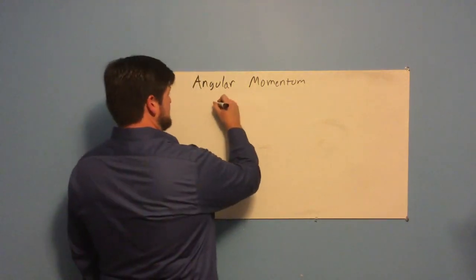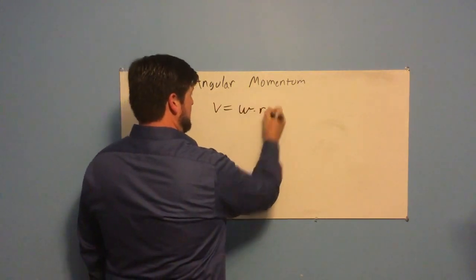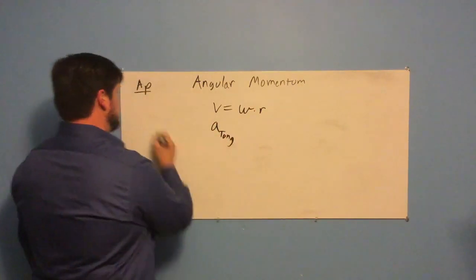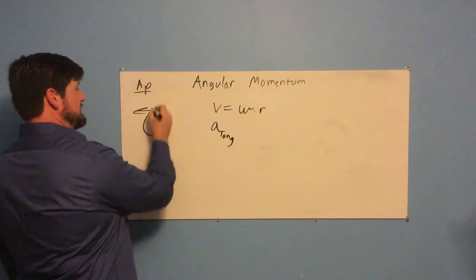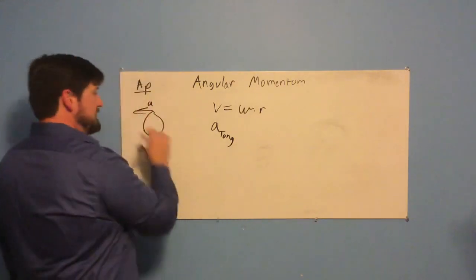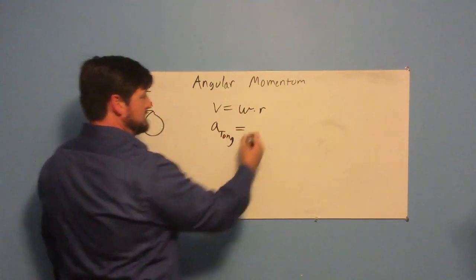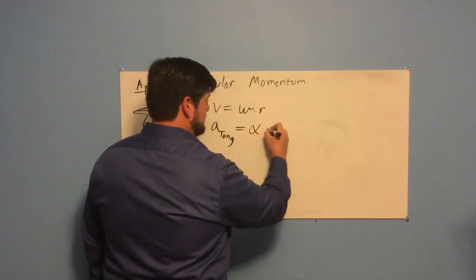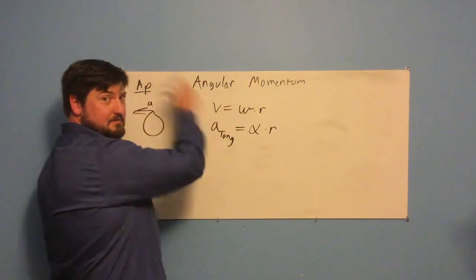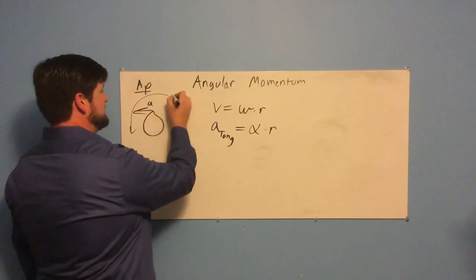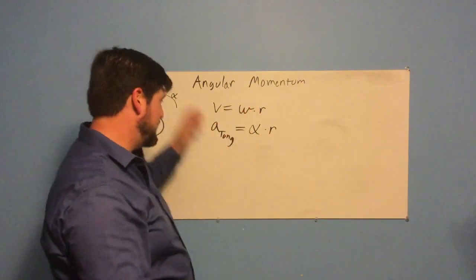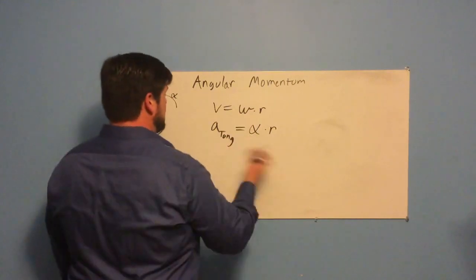So V is omega times R. Acceleration, tangential: the acceleration you experience out here, if it's going faster and faster around on the outside, is going to be equal to your alpha times your R, and that's basically how fast you're going around if you're speeding up this way. So your alpha is your angular acceleration. Angular acceleration times R gets you your tangential.